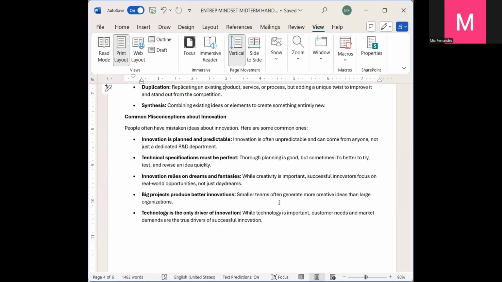Okay? So that is, oh my god, I forgot the term for that, but yeah, that's an example of a product or an innovation that was not planned. Another thing is technical specifications must be perfect. Thorough planning is good, but sometimes it's better to try, test, and revise an idea quickly. Innovation relies on dreams and fantasies. While creativity is important, successful innovators focus on real world opportunities, not just daydreams, of course.